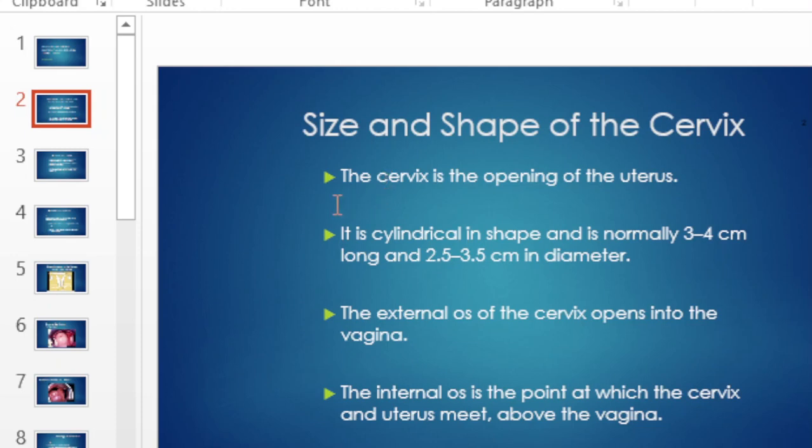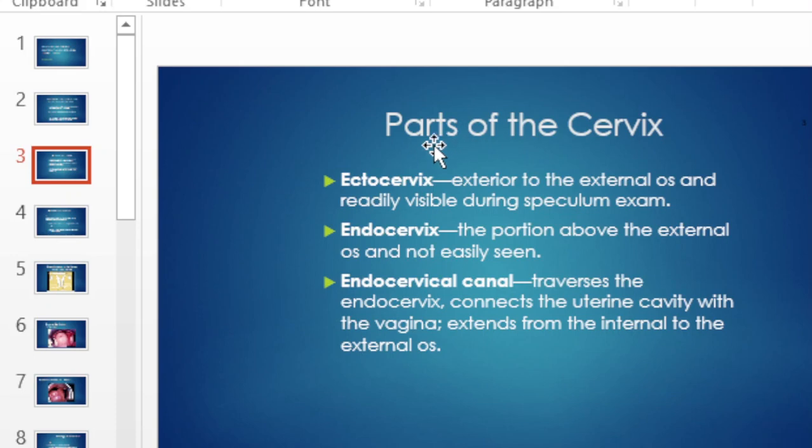So as we know, the cervix is an opening to the uterus. It is cylindrical in shape and it is normally 3 to 4 centimeters long and 2.5 to 3.5 in diameter. The external os of the cervix opens into the vagina, and the internal os is the point at which the cervix and the uterus meet above the vagina.